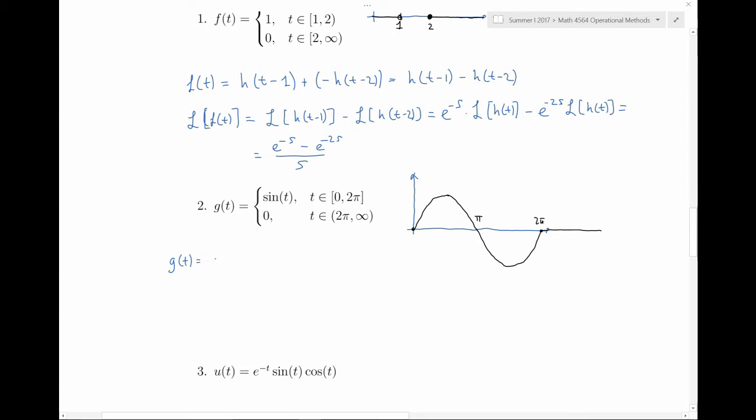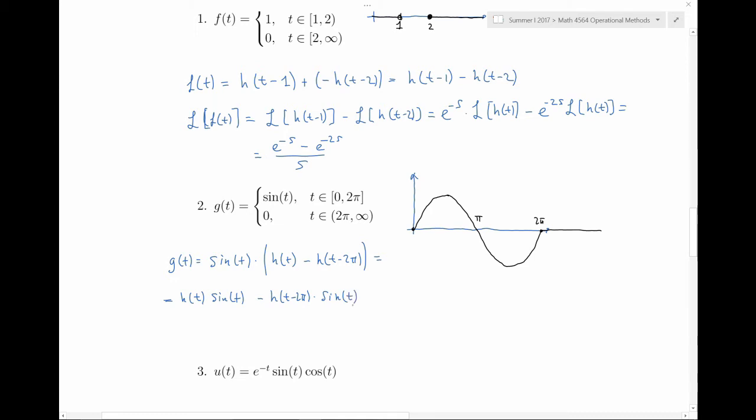as sine of t multiplied by h of t will make it turn on at 0 minus h of t minus 2 pi. So this ends up being h of t sine of t, which is simply sine of t, because again Laplace transform does not care about what happens before 0, minus h of t minus 2 pi times sine of t.